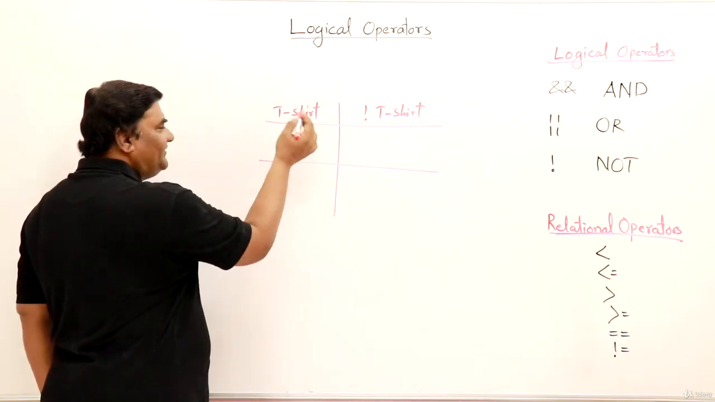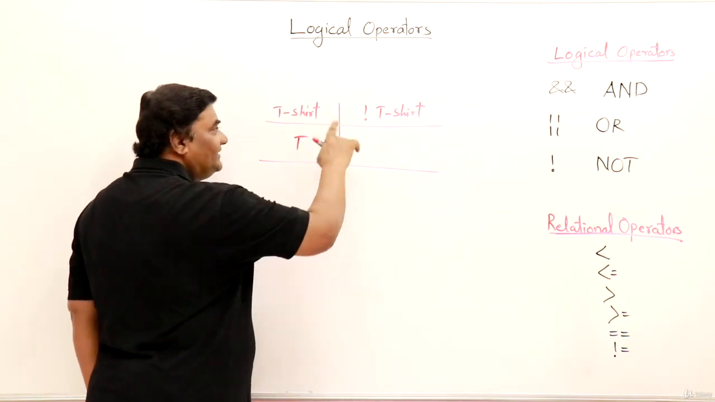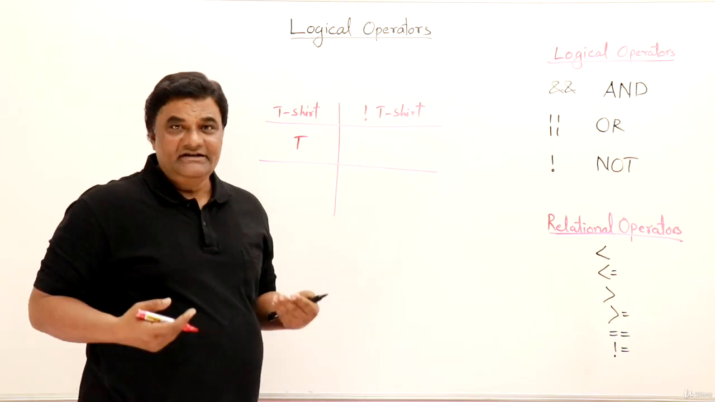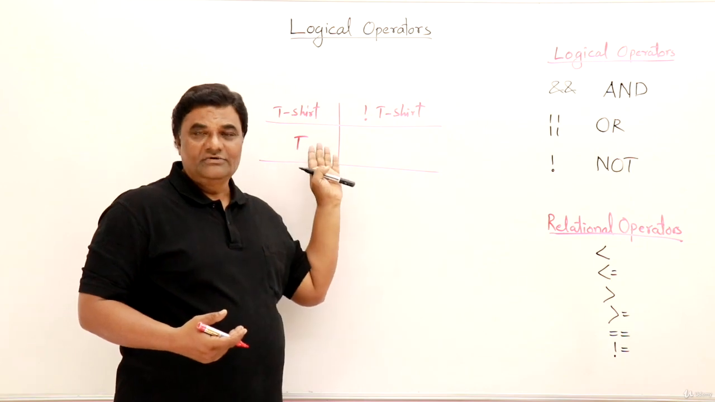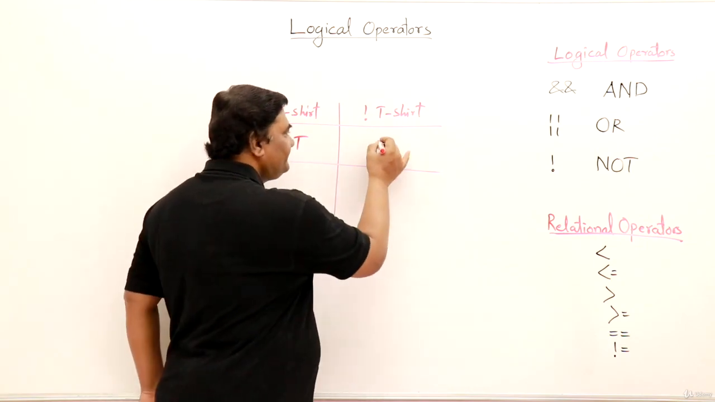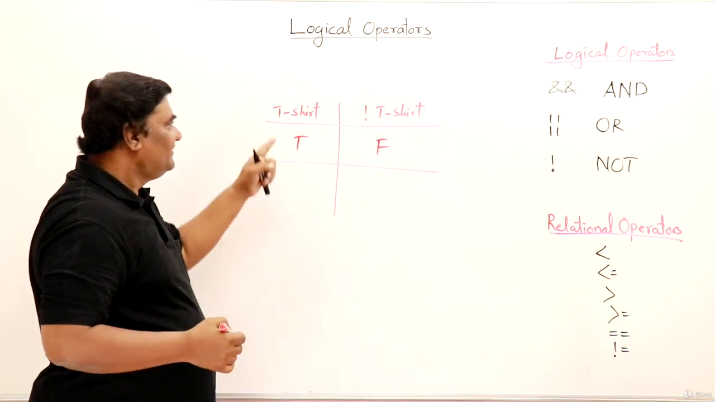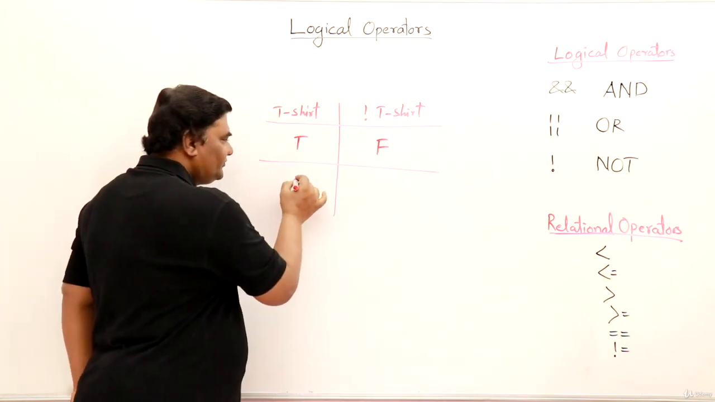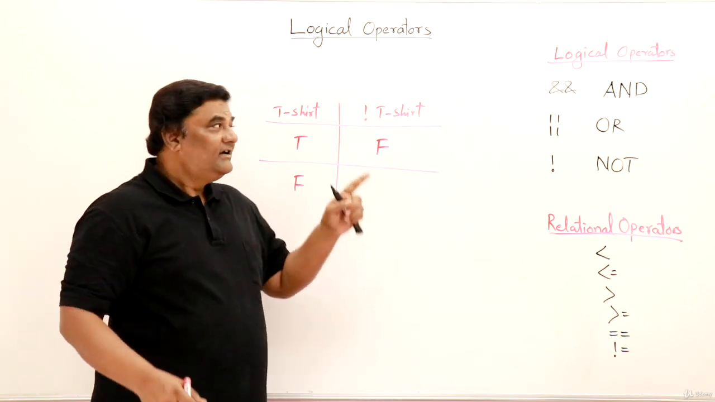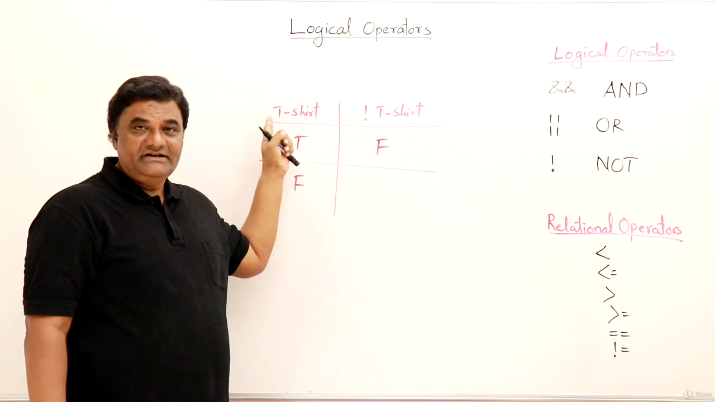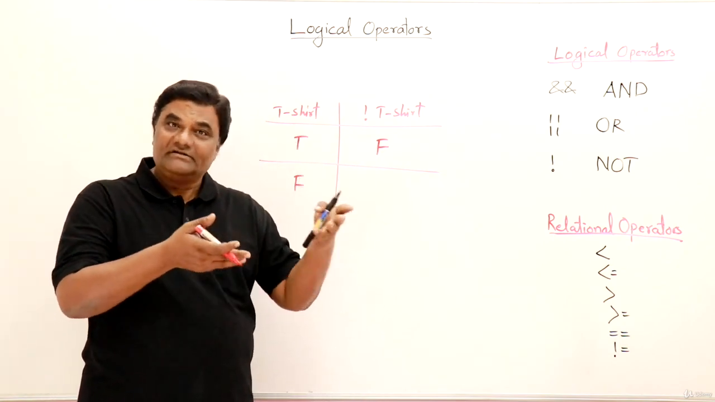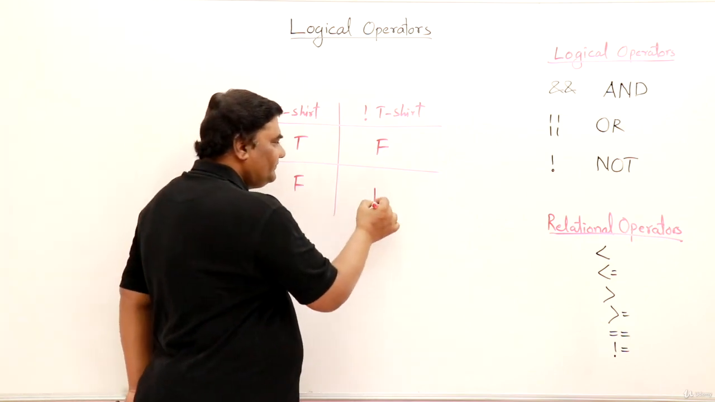So suppose I am wearing t-shirt, if it is true, then NOT of that one means not I am wearing t-shirt. So really I am wearing t-shirt, right? True. But NOT means it is false. Not wearing t-shirt, so it is false. Next. I am wearing t-shirt. Suppose false. I am not wearing t-shirt, but I said I am wearing t-shirt. Now if you make NOT of that statement, means not wearing, that is true. So it will be true.